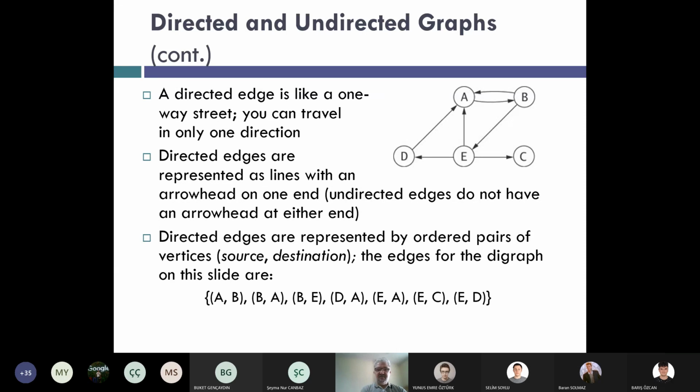Directed edges are like one-way streets, so you can travel from D to A, but not from A to D. As you see, directed edges can be represented by arrows, and they are represented as tuples, not sets.